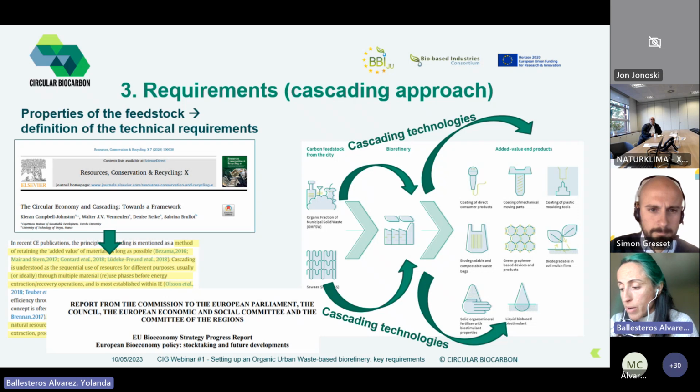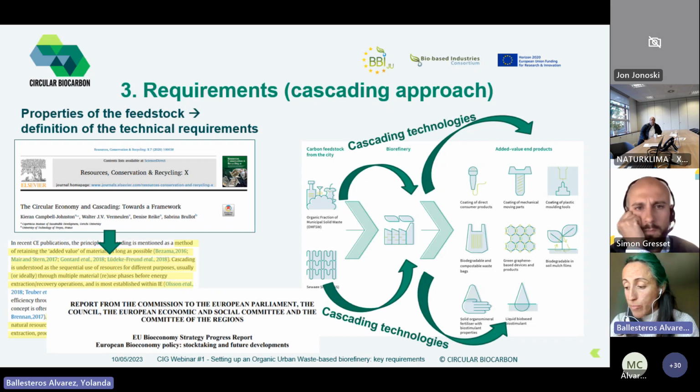And for example, this publication of Campbell Johnston et al. defines cascading as the sequential use of resources for different purposes, usually through multiple material reuse phases before energy extraction or recovery operation. In the process, resource circulation is promoted and contributes to higher natural resource efficiency over the entire material life cycle, from resource extraction, product consumption to disposal.